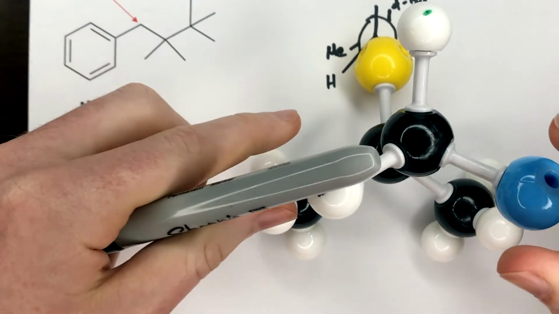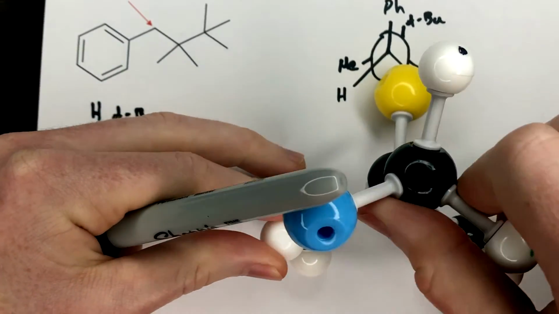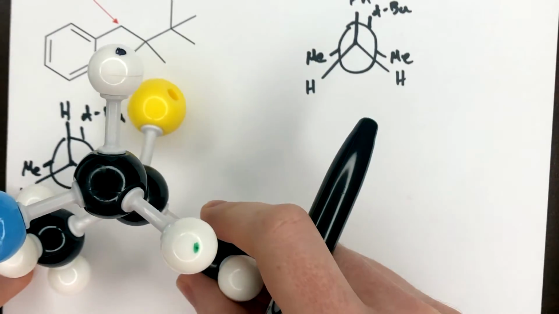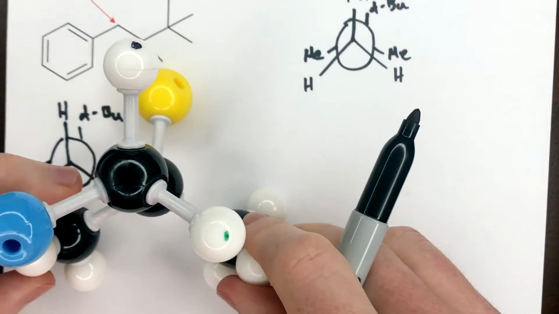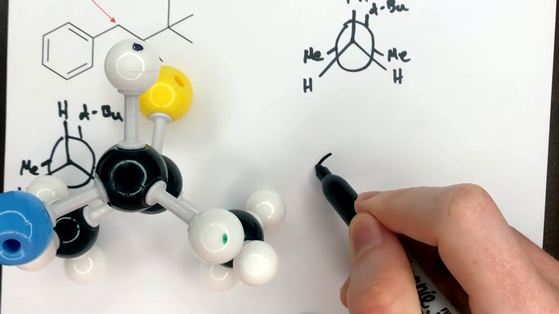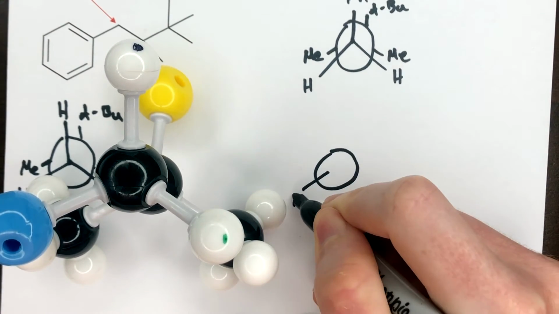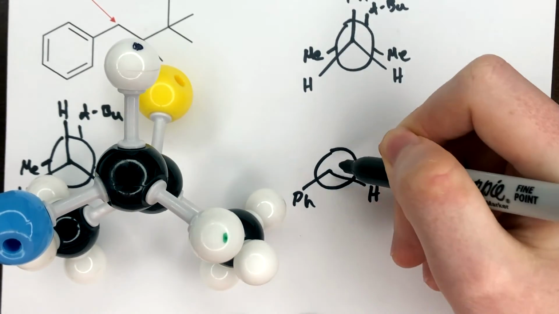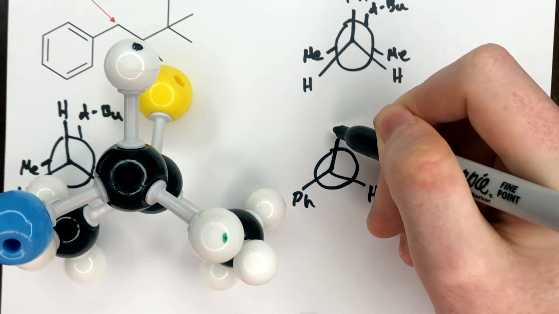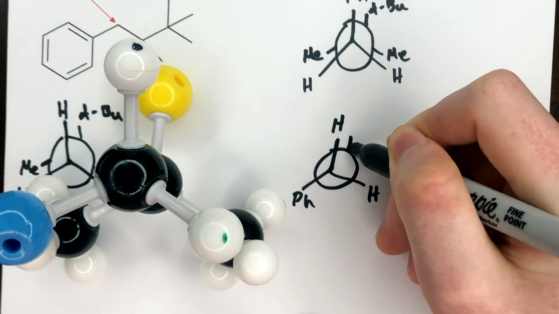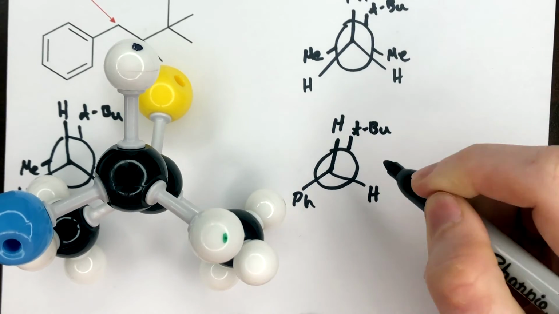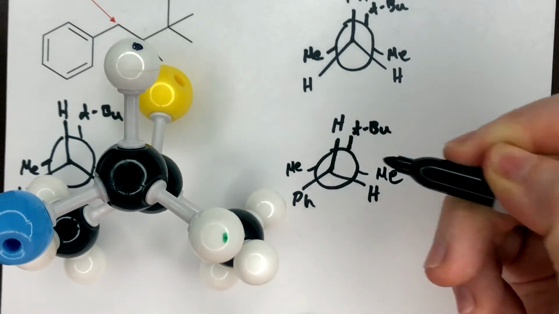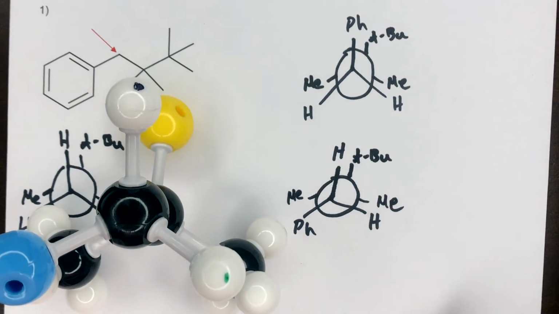And then we rotate once again to put the phenyl eclipsing with the other methyl, which again is going to have the same energy because it's going to have the same interactions. So we'll draw this. We have our phenyl down to the left, hydrogen's down to the right, and then another hydrogen here. T-butyl is eclipsing this hydrogen now, which is different than the last one, and a methyl eclipsing this hydrogen, and a methyl eclipsing the phenyl. Okay, those are our three conformations.